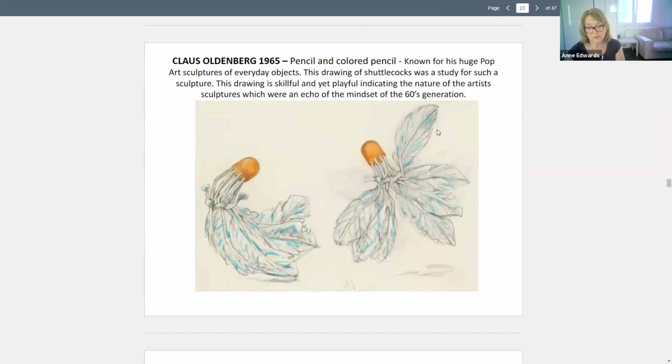Claes Oldenburg, this drawing, pencil and coloured pencil. He is known for his huge pop art sculptures of everyday objects. The drawing of shuttlecocks was a study for such a sculpture, which was eventually made. The drawing is skillful, but it's playful, indicating the nature of the artist's sculptures, which were an echo of the mindset of the 60s generation.